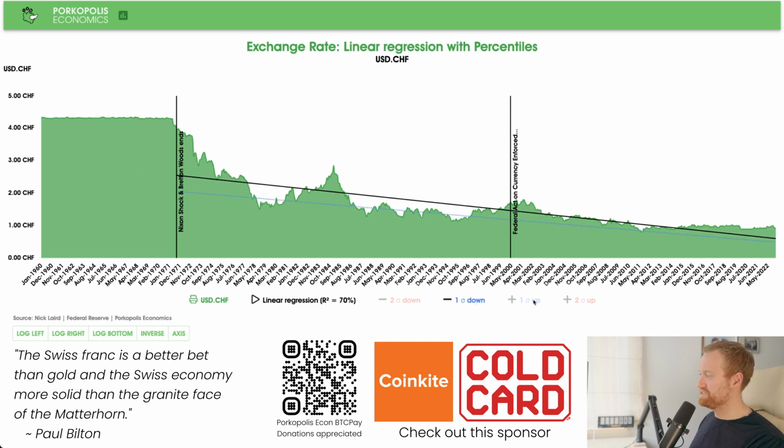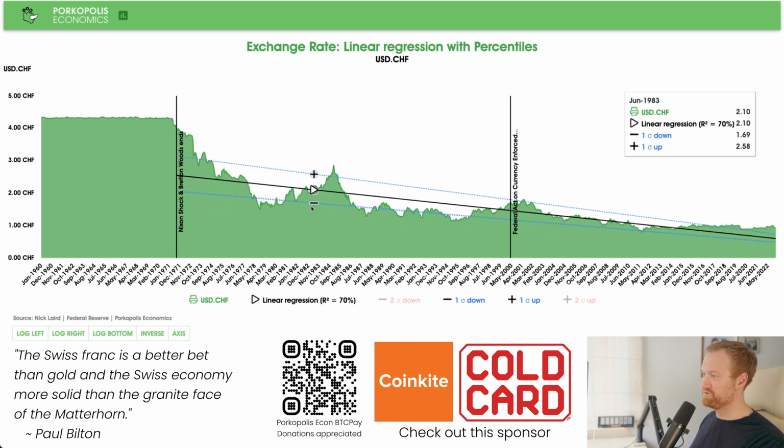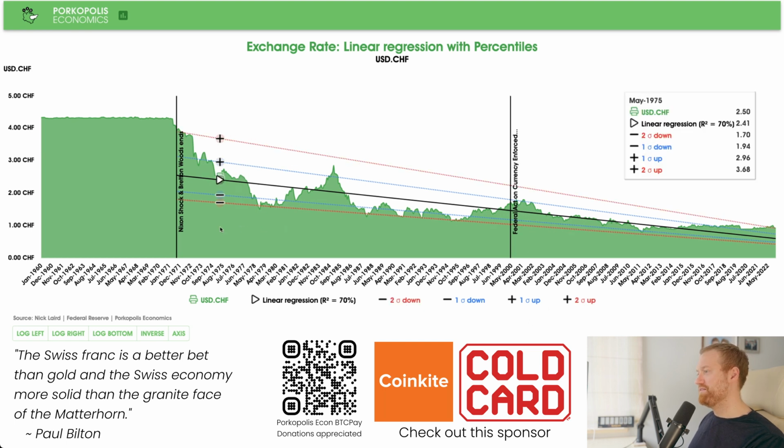Let's do 1 sigma down here in the last 50 years. Remember, I started this trend just from the ending of Bretton Woods. 66%, 2/3 of the time, you're going to see the price inside these blue bands. Let's do 2 sigma down, 2 sigma up. That is 95% of the time in the last 50 plus years. 95% of the time, the price was inside the red bands. Clearly a downtrend. Clearly, people started to value the Swiss franc much more than they valued holding dollars themselves.